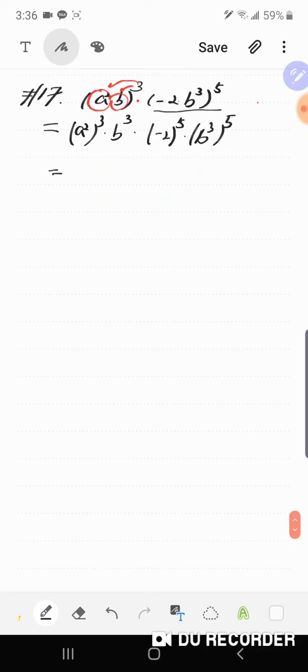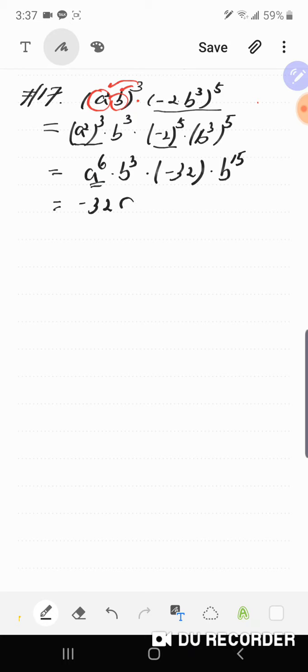Then simplify each factor. For this, a is raised to the 2 times 3, 2 times 3 is 6 power, b cubed. And then negative 2 is multiplied 5 times. Multiply 2 five times, then it will be negative 32. And then b to the 3 times 5 is 15. And the number comes first. And then here is a to the 6th power. There are two exponential forms with the same base b. Then this will be b to the 3 plus 15. So negative 32, a to the 6th power, b to the 18th power. So this is the answer.